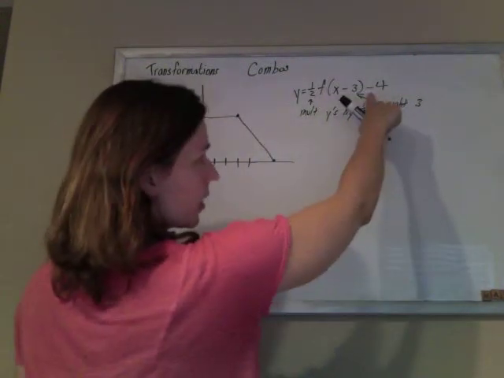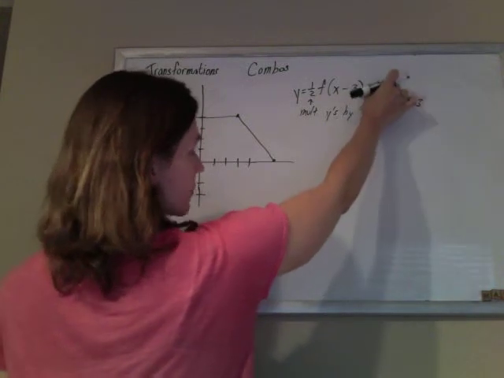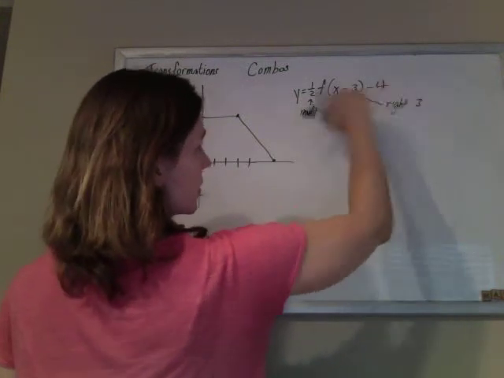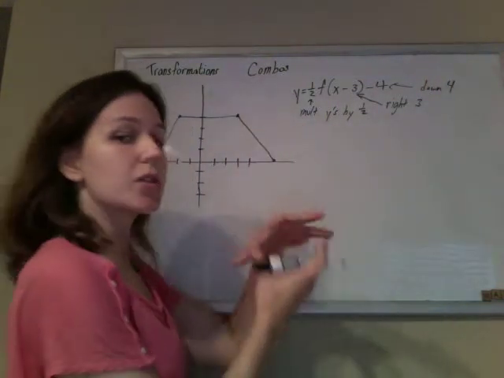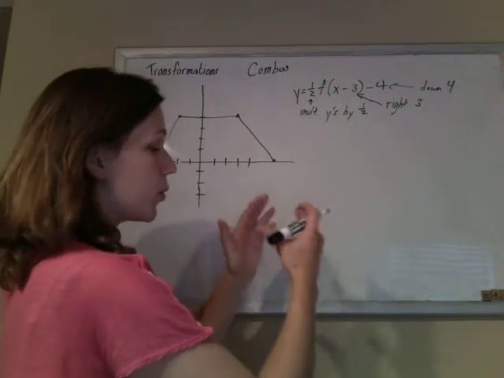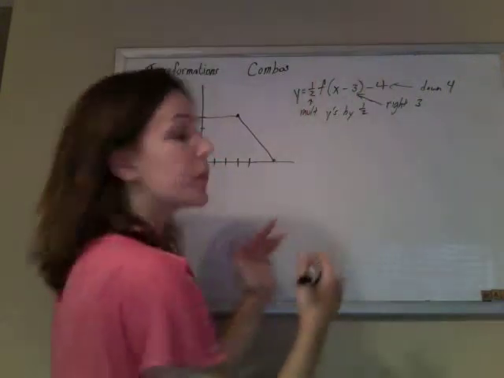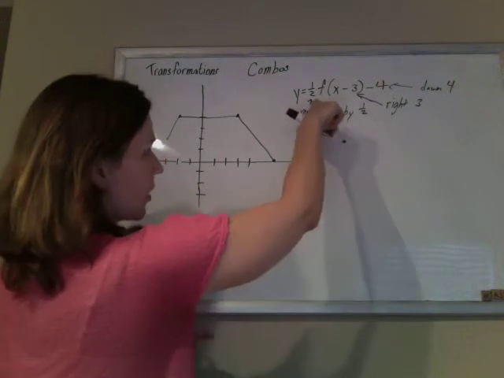This guy here, outside of the function, does exactly what you think it's going to do. It's going to affect the y's. It's going to go down 4. When you make your transformations, you're always going to deal with the stretches and shrinks and flips before you take the thing and move it up and over. So we'll take care of the half first.